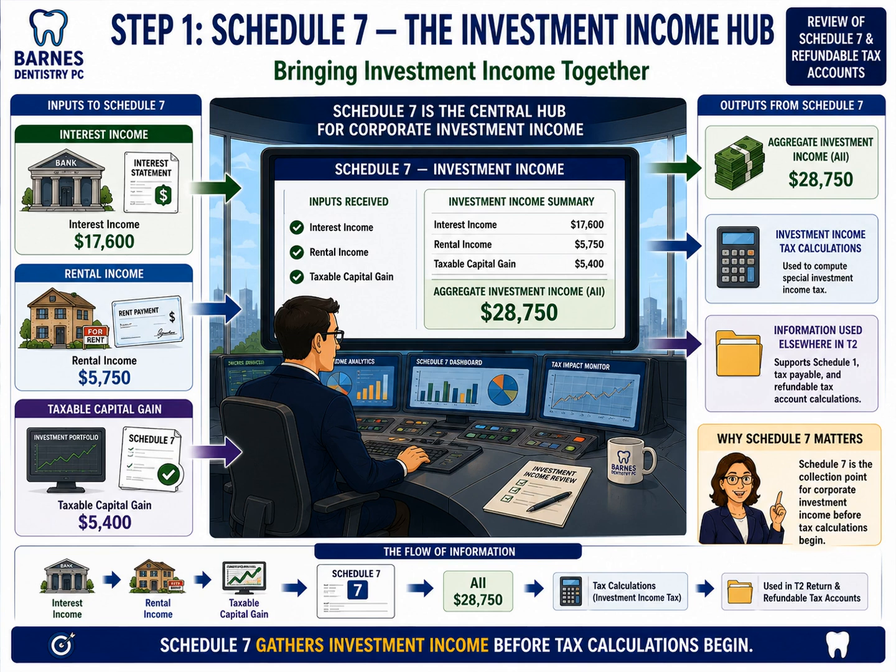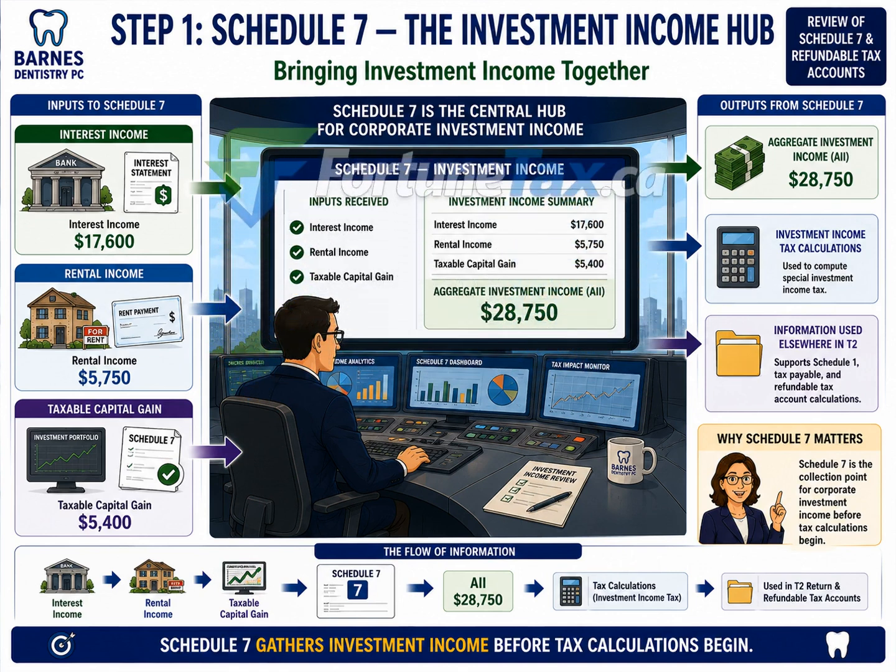Now look at the center of the slide. Think of Schedule 7 as a command center receiving information from multiple sources. Its primary role is not to create income. Its role is to collect, organize, and summarize investment income information. As each income stream enters Schedule 7, the schedule combines them into a single investment income calculation.